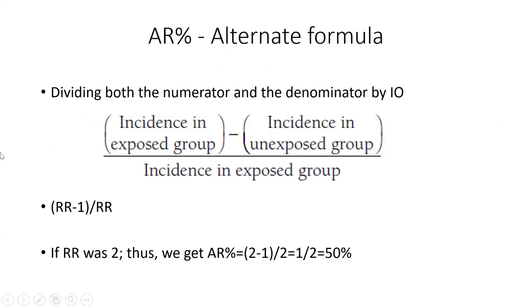So if relative risk was 2, you would do 2 minus 1 upon 2, which is 50%. So you don't need to know the incidence. Just by a single number of relative risk, you can calculate attributable risk percent.